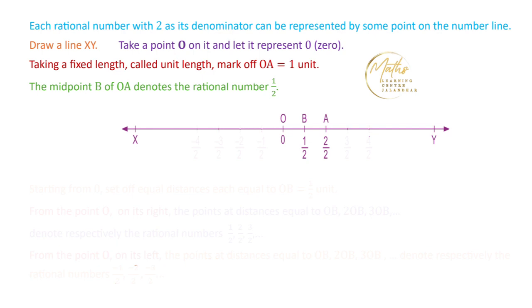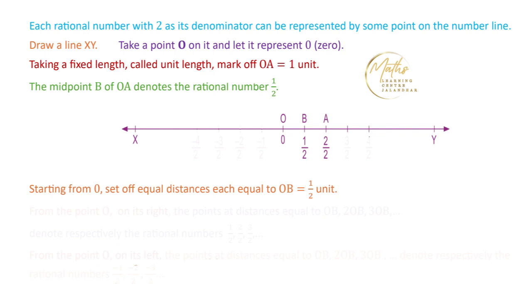Now using this fixed length OB, we are going to mark some points. Starting from point O, we set off equal distances, each equal to the length OB, and the length OB is half a unit. So the next point we are going to mark, suppose after A I mark a point over here, and then I mark another point over here.